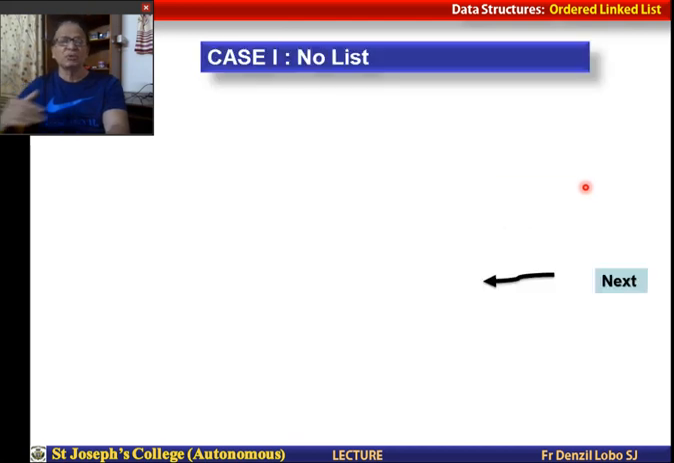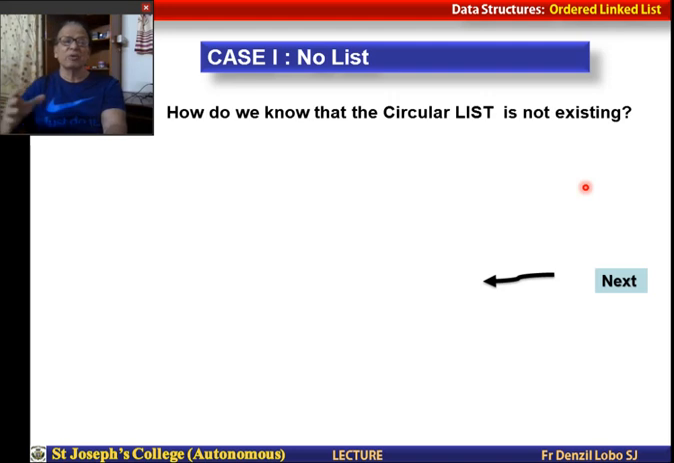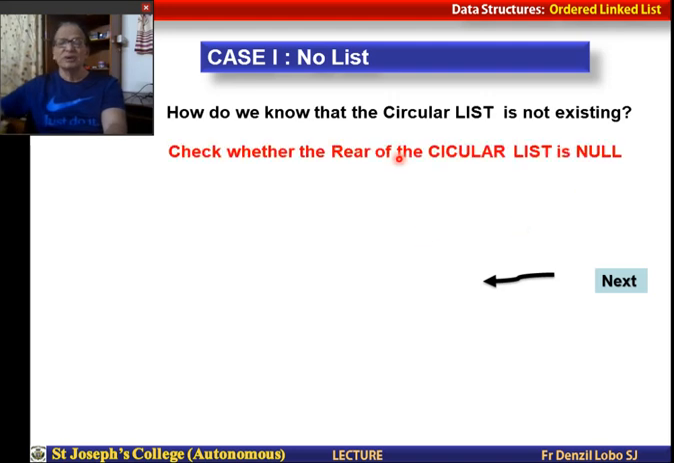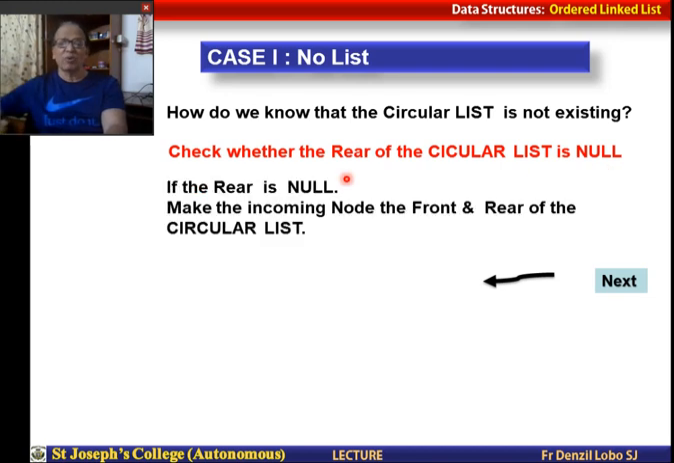Now let us come to the creation of the circular linked list. Case 1. Always, case 1 means there is no list. So how do we know that there is no circular list? Check whether the rear of the circular list is null. So if the rear is null and also the front is null, that means there is no circular list. So that is what we are going to do.